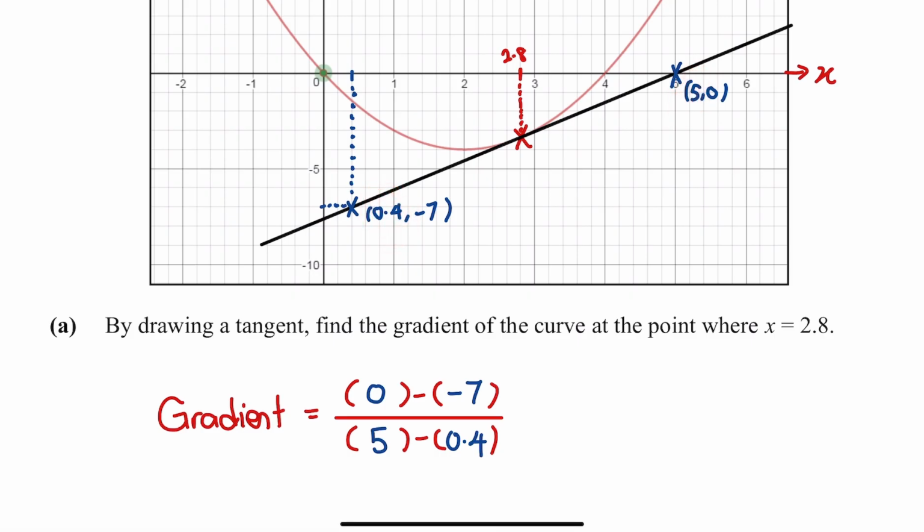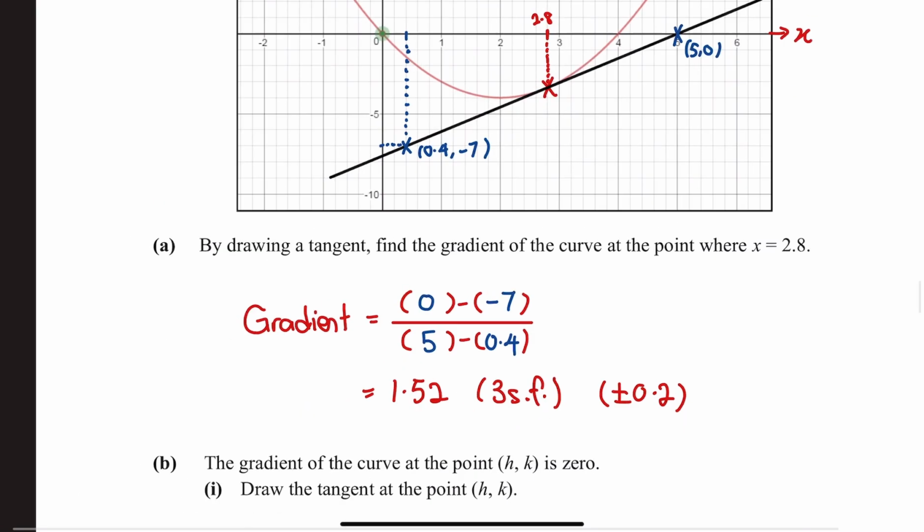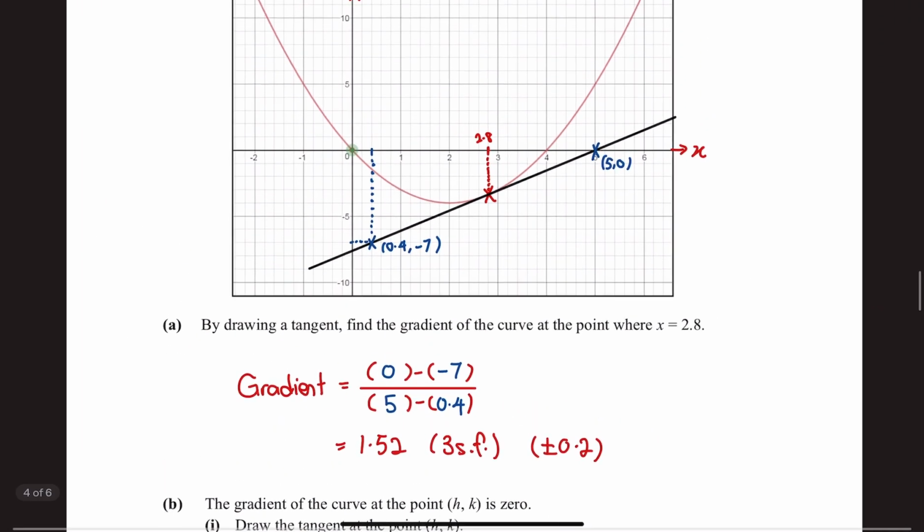Then I key this into my calculator. The gradient I should get, 0 minus -7 over 5 minus 0.4, I get about 1.52, rounded off to 3 SF. Usually there's a plus minus, maybe about plus minus 0.2. Okay, so you check your working, hopefully it's accurate as well. Okay, so this is for part A.